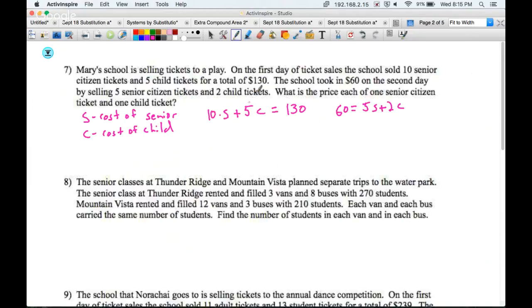This is already set up to do elimination, not too difficultly, so I'm just going to go straight into that. I was going to say everything in this equation could be divided by 5, but that actually just adds an extra step. So if I multiply everything by -2, I could rewrite this as -120 equals -10s minus 4c. Add them together. The s's eliminate. This just equals c. The cost of a child is $10.